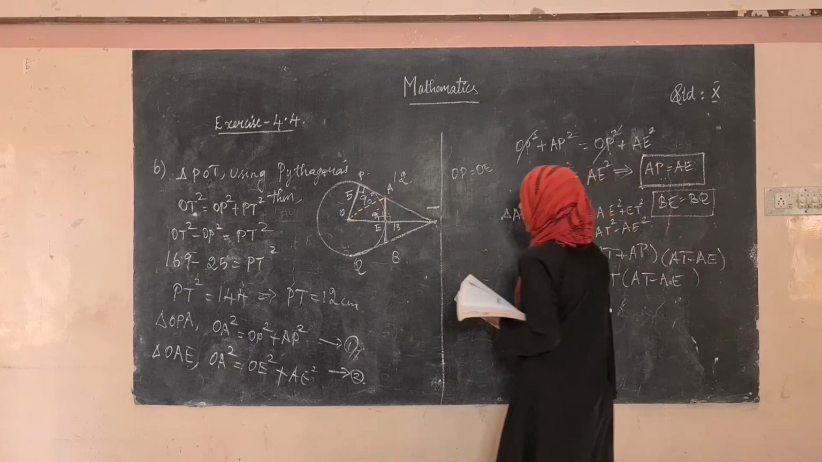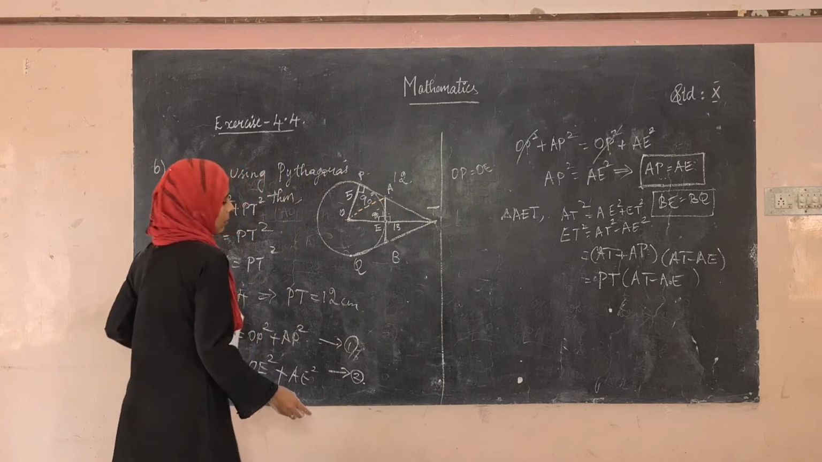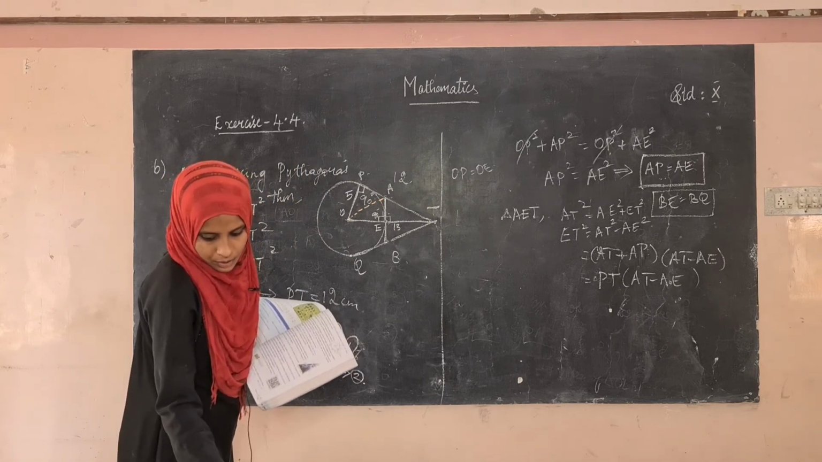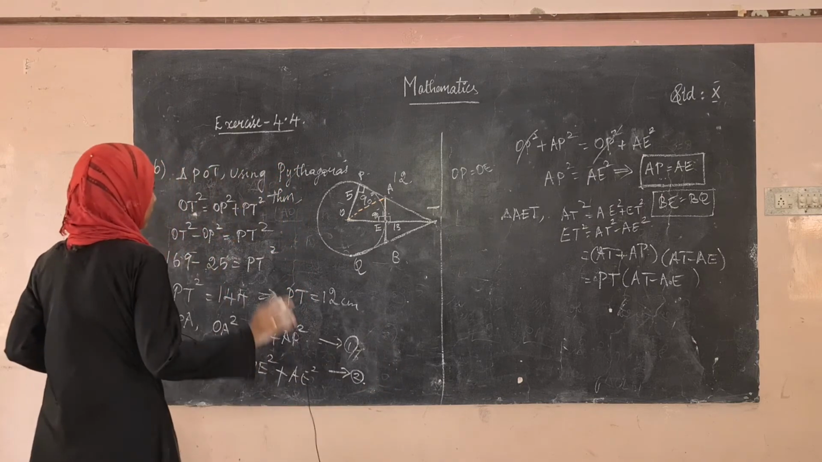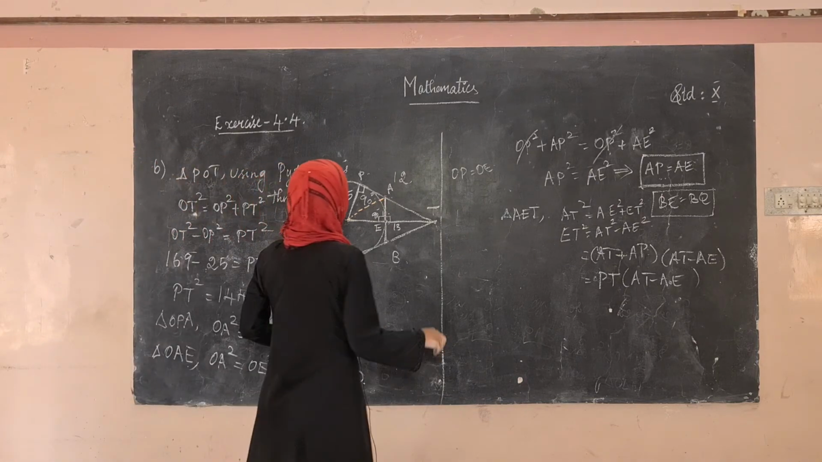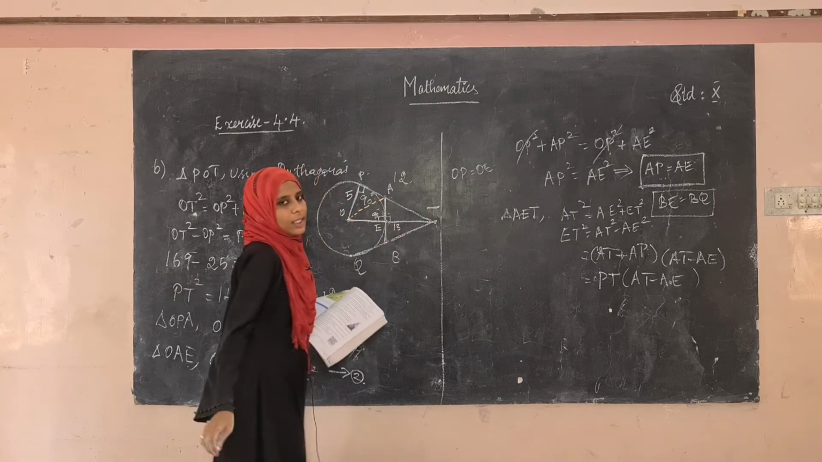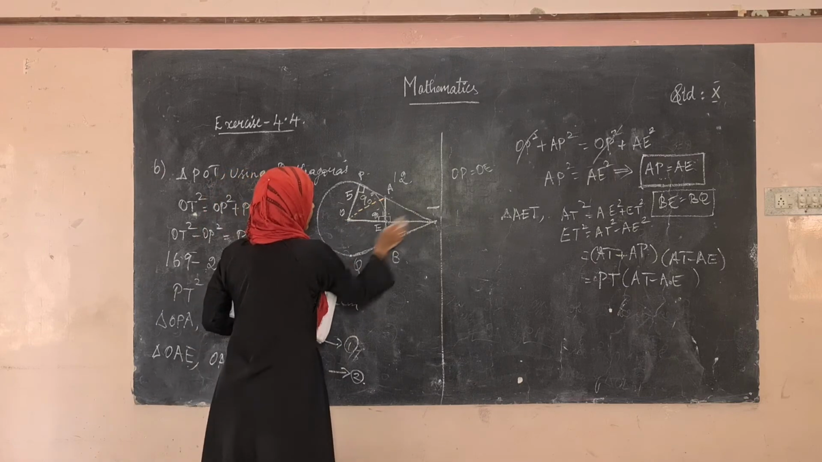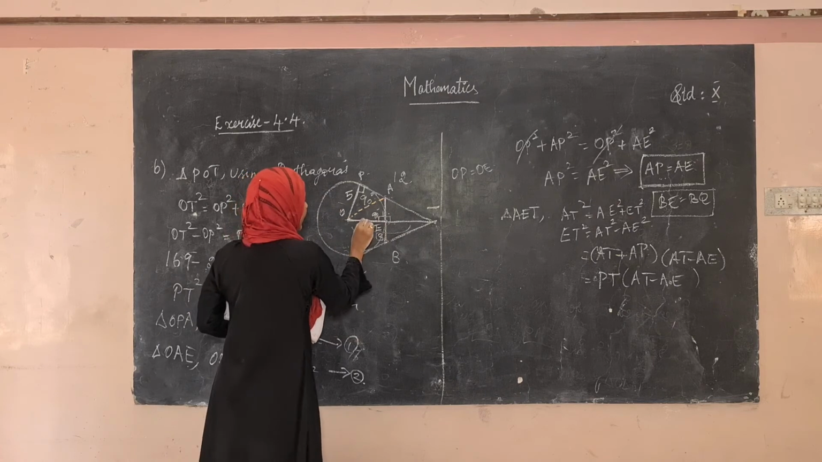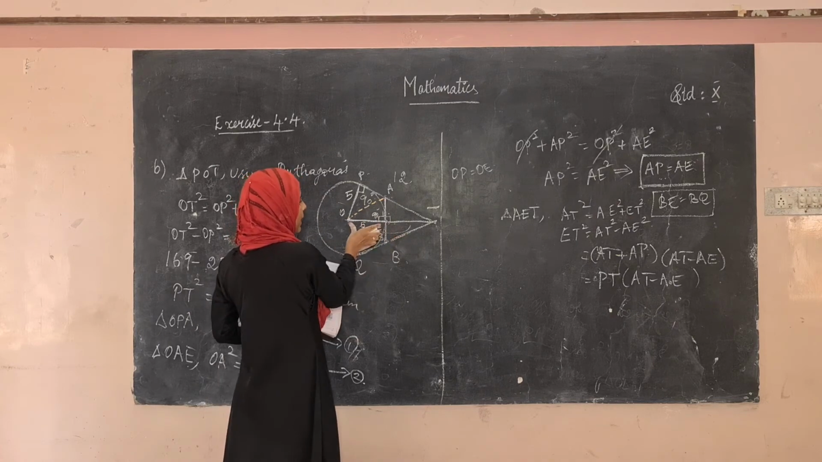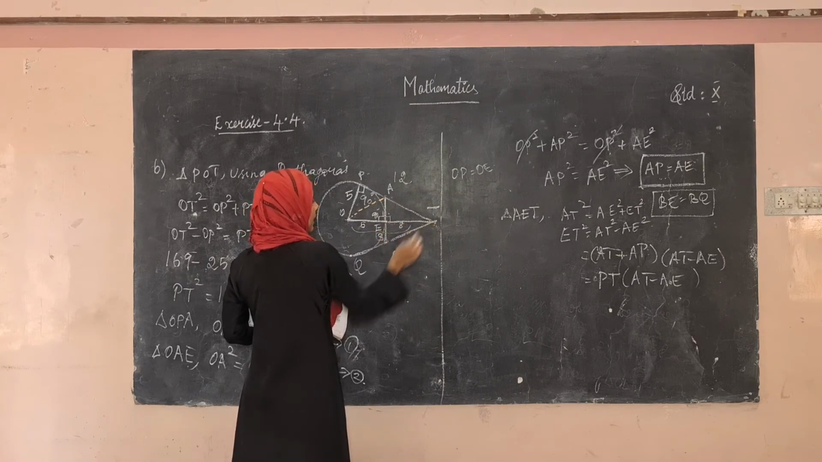What is ET square? We still haven't found the value of ET square, right? So ET is 8 centimeters. Since this is 5, what is this? This is the radius. This whole length is 13. This is the radius, it is 5. So 13 minus 5 will be the answer. So 13 minus 5 is 8. So this ET is 8.